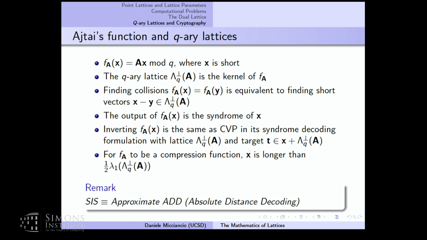And notice that we could define and analyze this function when it is compressing the input. In particular, the input x was short in the sense that it was a binary vector with 0, 1 components, but still it was a vector much longer than the expected shortest vector in this lattice. In fact, it was bigger than lambda n, it was bigger than the covering radius. And so this essentially shows that the short integer solution problem, which is the name of this function inversion problem, is a form of absolute distance decoding problem, but on randomly chosen lattices. The lattices that are defined by a uniformly random matrix A.